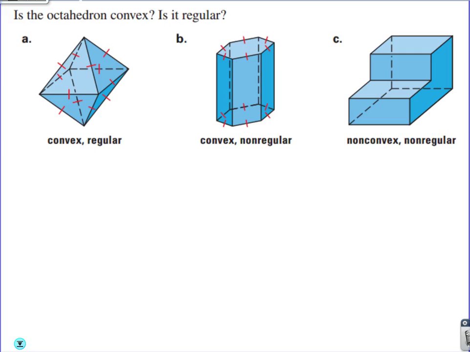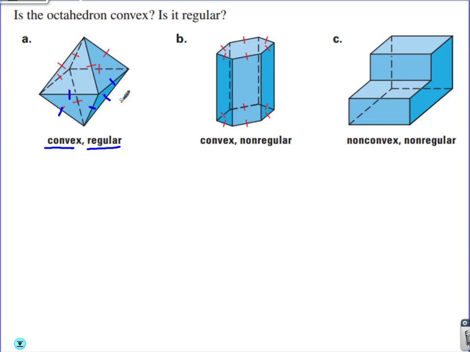Well, never mind. I've got the answers here. The first one is convex because it does not cave in anywhere. There are no dents in this shape, and it is regular because notice all the tick marks. Everything's the same. All the sides are actually equilateral triangles. It's an octahedron with all equilateral triangle sides.